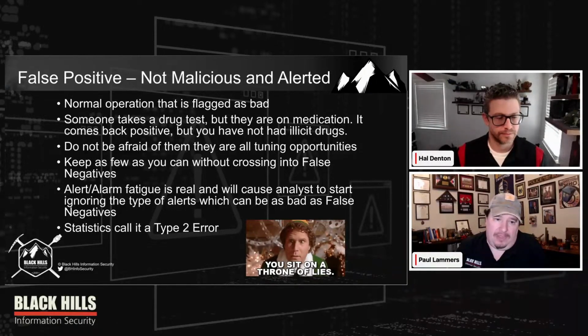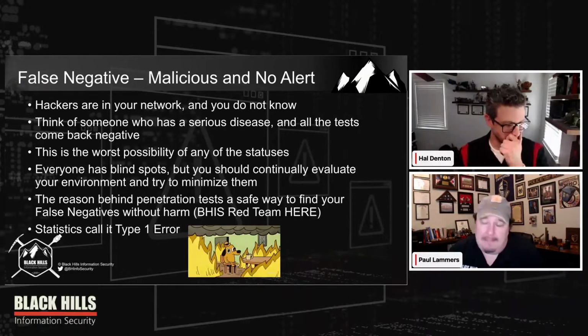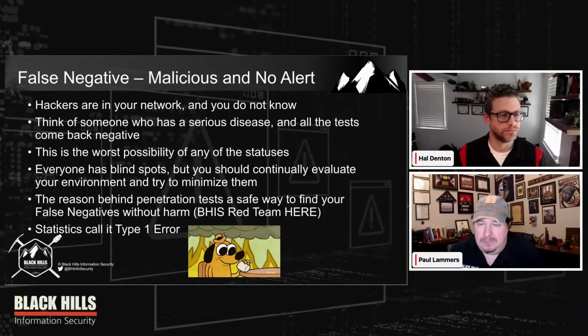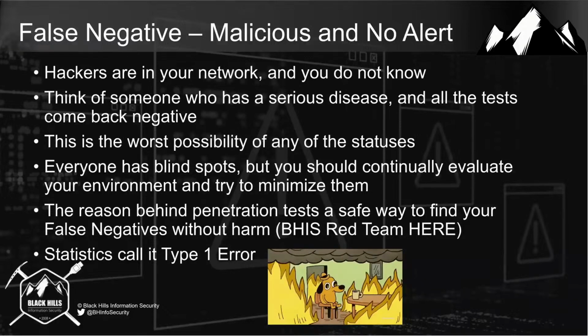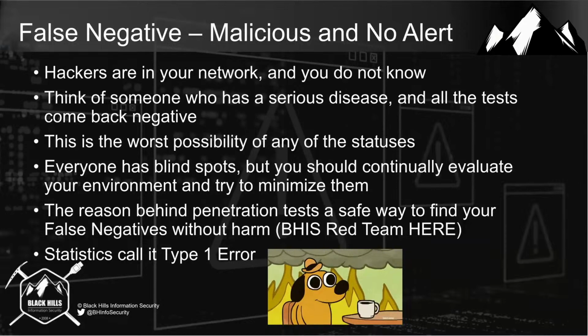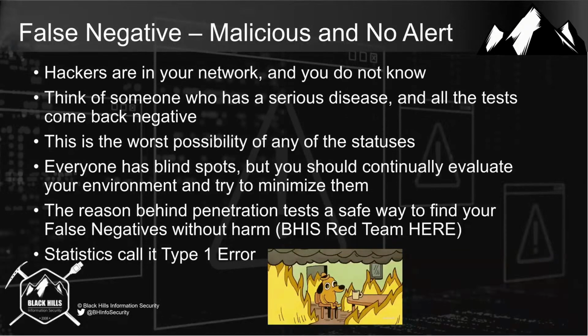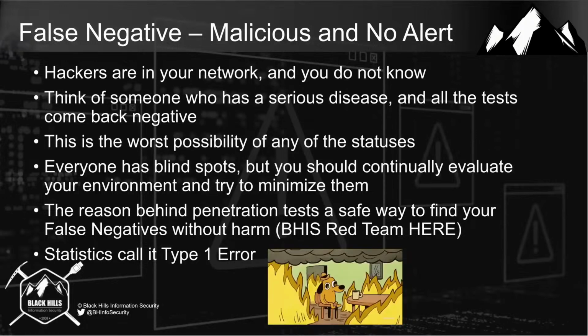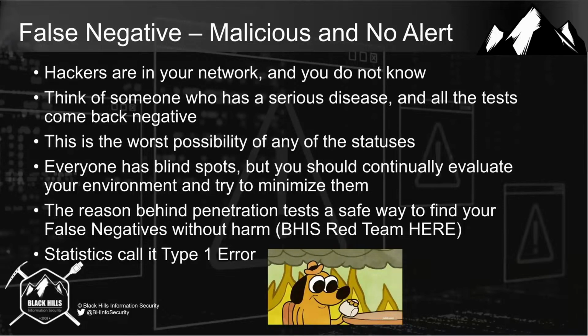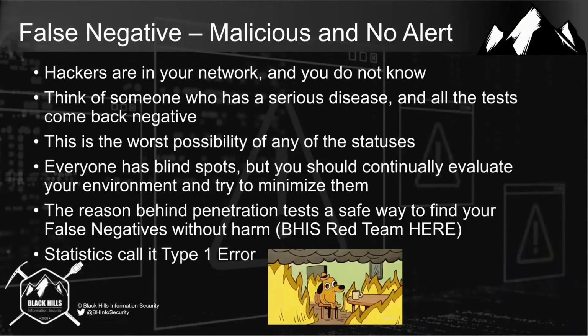So the final evil, the worst thing that you could have, worst result, is a false negative. That means the bad guys are in and you don't know it. They're wrecking house and stealing what they want, watching everything you do, and you can't get them out because you don't know they're there. There will always be blind spots. You will never be able to see everything. And the best way to test for these is a red team, but it's hard to see that you have a blind spot. That's why you're blind to it. The statistics call this a type 1 error.